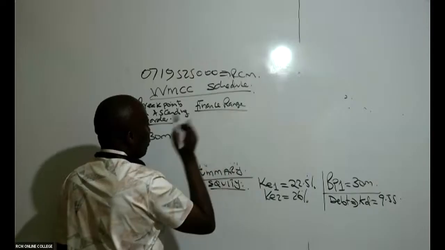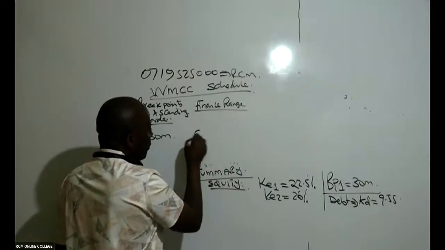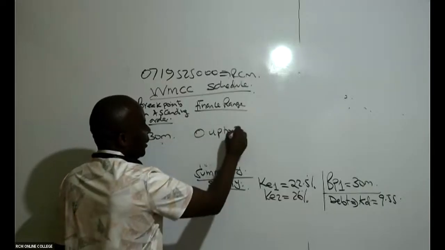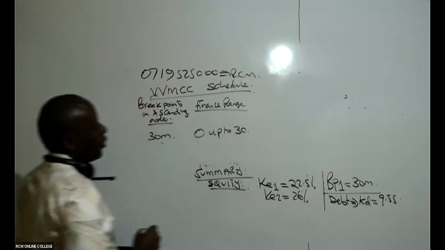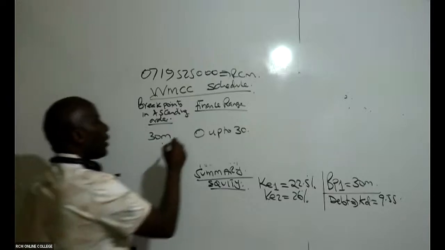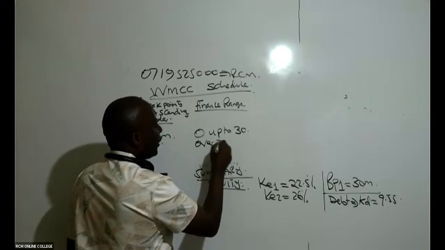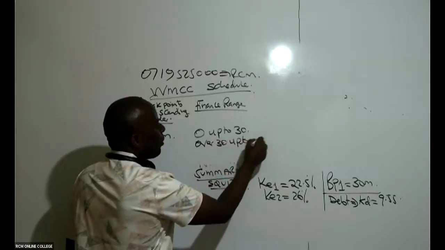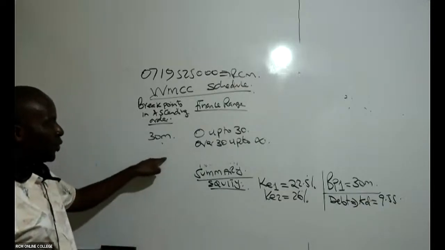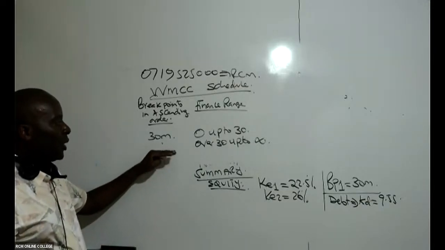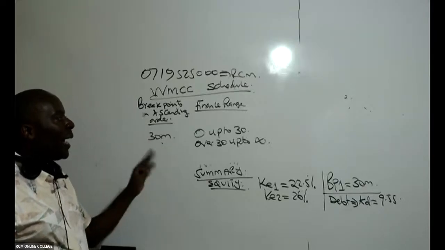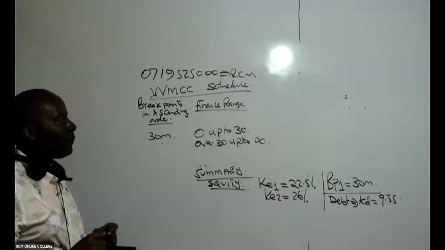So the finance range, you have to be very careful. You talk of 0 up to the figure we have here, 30, and then you say over 30 up to infinity. Remember, your finance range must go to infinity. Many guys forget the second class. The first one is 0 up to 30. The second one is above 30 up to infinity, like that.